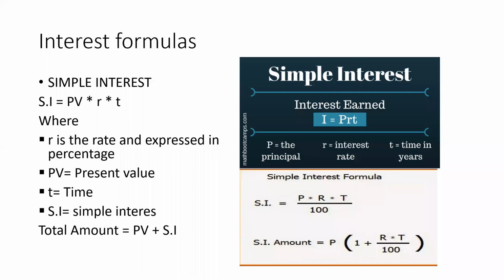They're actually the same. So look at this: P plus PRT over 100. Something is common, which is P. So factorizing P, I have P into bracket 1 plus R times T over 100. So I hope I'm communicating.